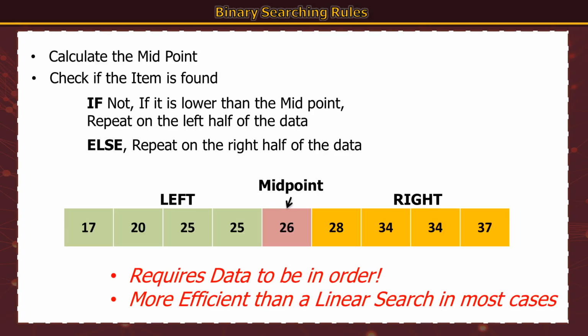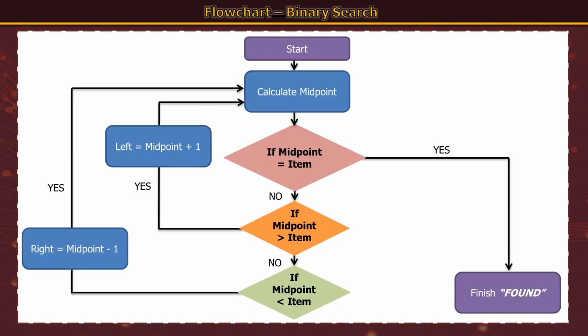The key steps. The first thing it does is calculate the midpoint. It then checks if the item that we are searching for is equal to the midpoint. If it's not, and the item we are searching for is less than the midpoint, it repeats the above steps on the left hand side, the green side. If it is greater than, it repeats the steps on the right hand side, the orange side in this example. Remember, for a binary search to work, the data must be in order, and here's an example of that. And normally, a binary search is more efficient than a linear search in most cases.